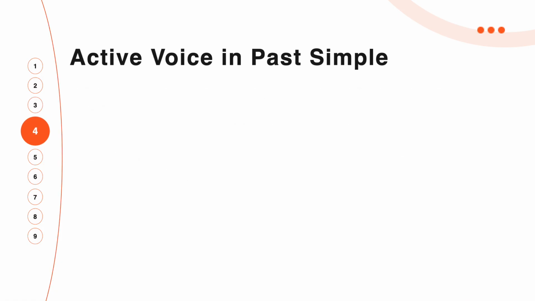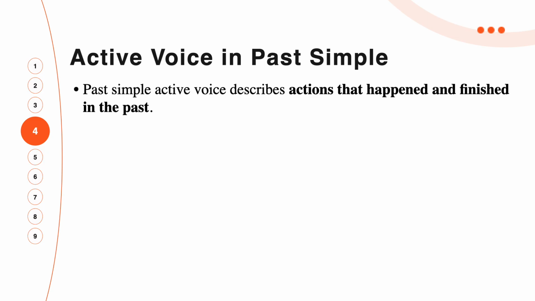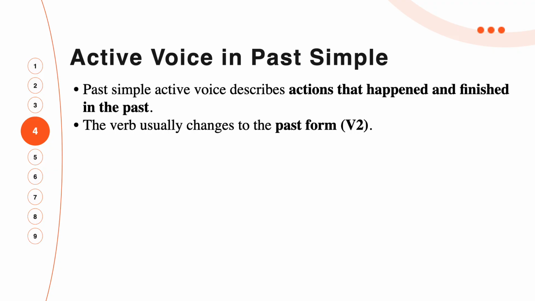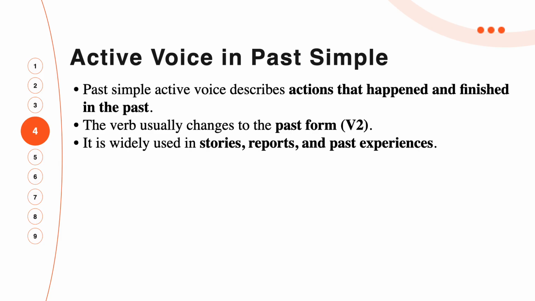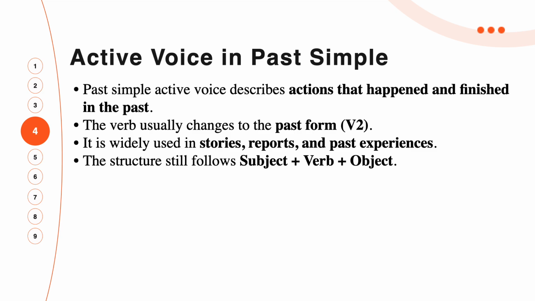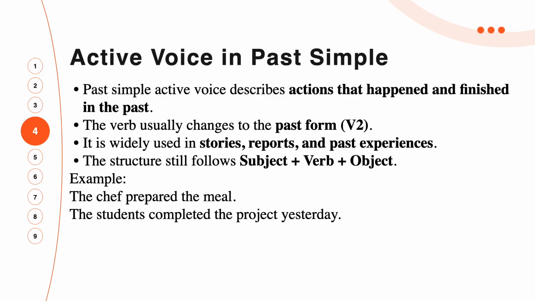Active voice in past simple. Past simple active voice describes actions that happened and finished in the past. The verb usually changes to the past form. It is widely used in stories, reports, and past experiences. The structure still follows subject plus verb plus object. Example: the chef prepared the meal. The students completed the project yesterday.